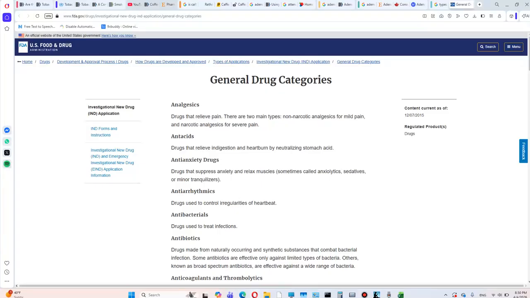General drug categories. Investigational new drug IND application. Content current as of December 7, 2015.